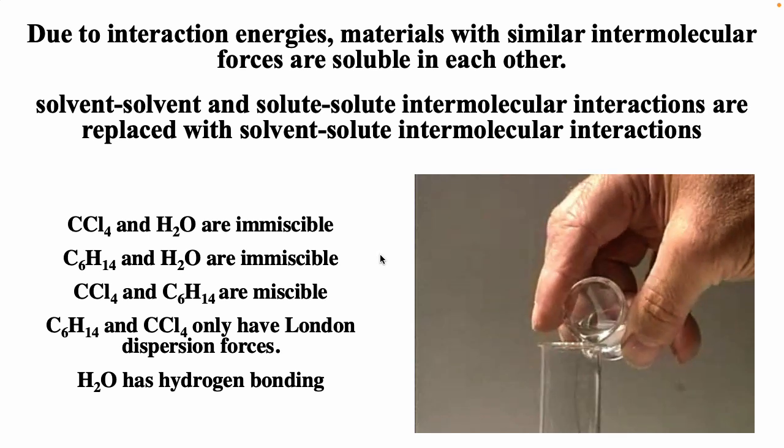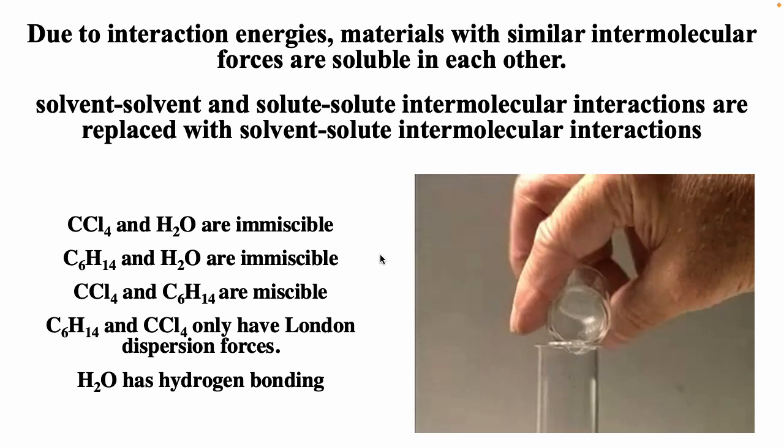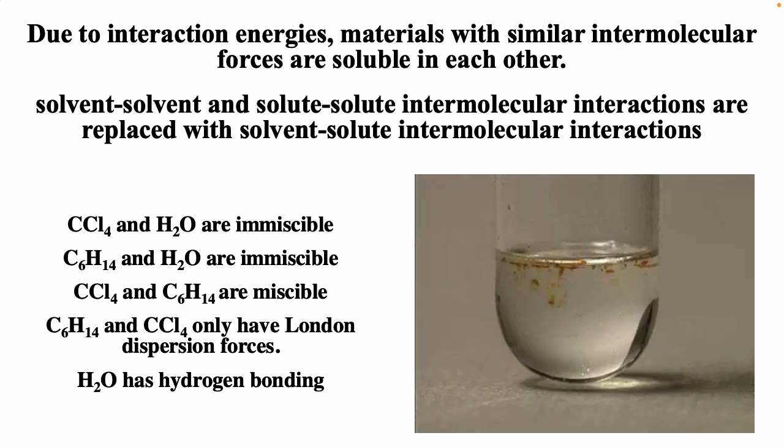Nonpolar carbon tetrachloride is poured into a test tube. When the nonpolar colored solid is added, the solid dissolves in the carbon tetrachloride.